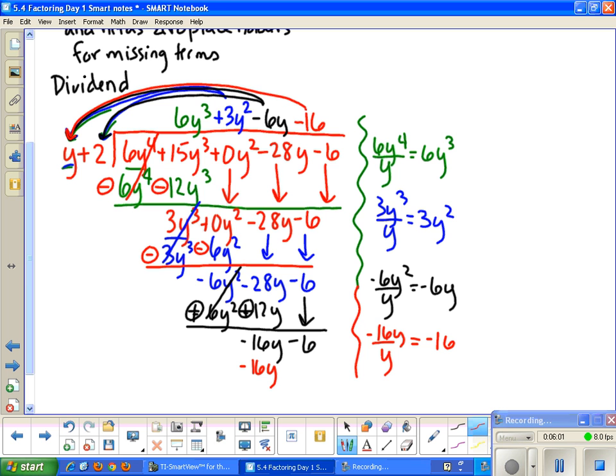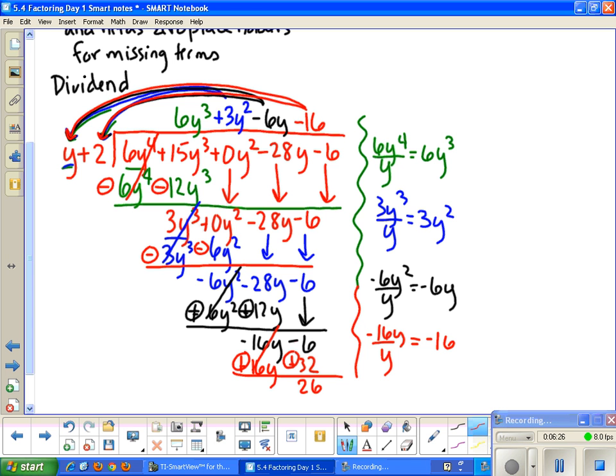did on purpose, and negative 16 times the 2 would give me negative 32. And then we have to change the sign, so this would be plus, this would change to plus. These cancel out, which we did on purpose, and then negative 6 plus 32 ends up giving me 26.